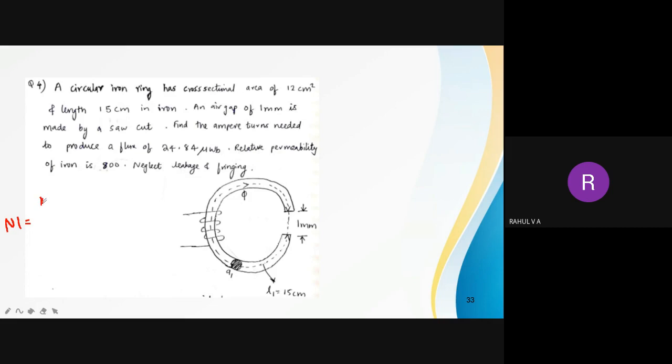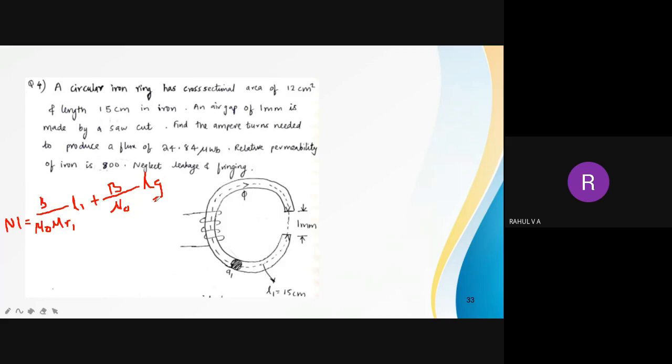One formula we know is N into I, or MMF is equal to B divided by mu 0 mu r1 into L1 plus B divided by mu 0 into Lg. I am not writing mu r2 because it is air. The value of mu r2 is always 1. So this is the formula we know for MMF. mmf ന് വേണ്ടി യൂസ് ചെയ്യുന്ന ഫോർമുല ഇതാണ്.